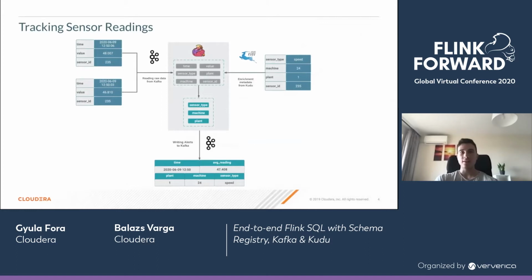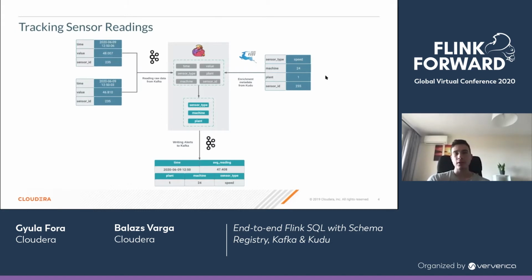So there is this stream of sensor recordings, which will be coming from a Kafka stream in our use case, which will be accessed through Schema Registry for the schema. And the enrichment metadata is coming from Apache Kudu, which Gyula will talk a bit more about later. And these contain information about each sensor on its type and where it's located.